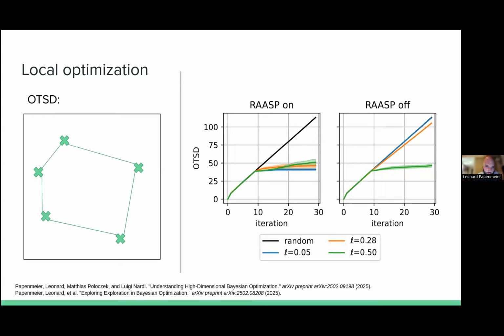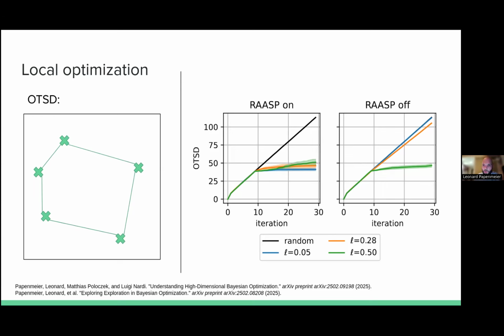The first 10 iterations of the BO loop are the DOE phase, in which we just initialize the model on randomly sampled points. And that's why for these first 10 iterations, the OTSD of random sampling and BO overlap. But after that, BO starts and then they start to differ.